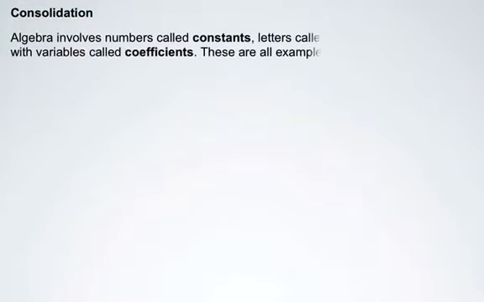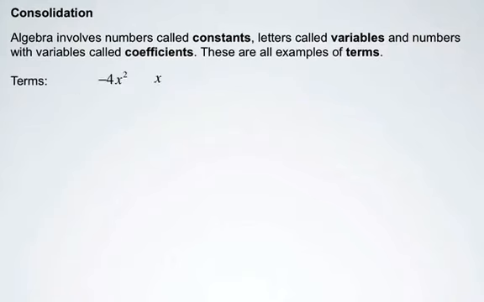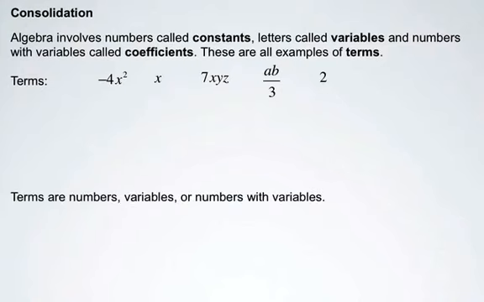So to consolidate, algebra involves numbers called constants, letters called variables, numbers in front of variables called coefficients, and all of these are examples of terms. So let's look at some terms. Negative 4x squared, x, 7xyz, ab over 3, 2. So all of these are terms, numbers, variables, or numbers with variables.